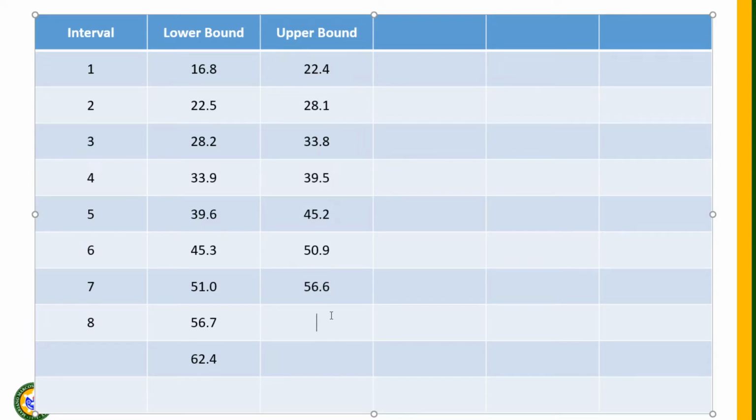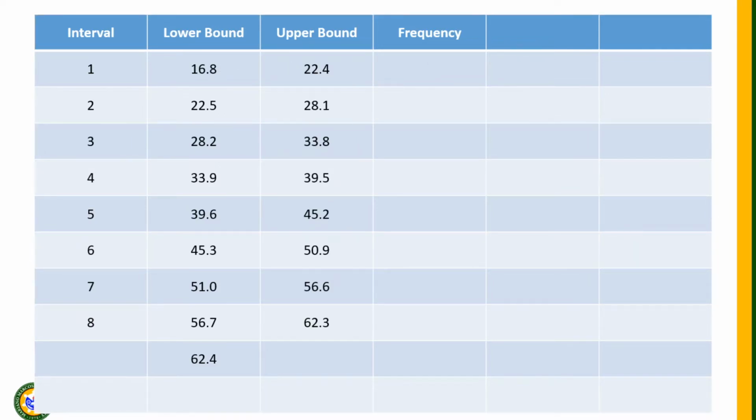56.6. And then 62.3. Okay, those are our upper bounds. So basically, the lower bound and the upper bound are our limits to solve for the frequency. The frequency is just coming from our data. So how many data do we have from 16.8 to 22.4?